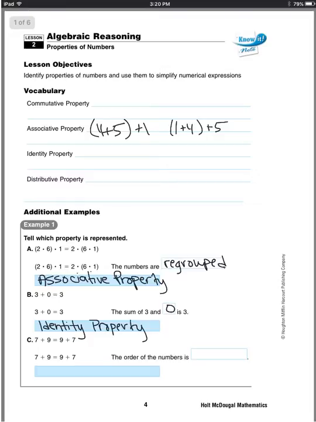Okay, and that last one says 7 plus 9 equals 9 plus 7. Now, all we're doing is changing the order of the numbers. So we're going to say that it's switched, because we just switched it up. And that falls under the commutative property, because the commutative property says I can add or multiply in any order and get the same answer.